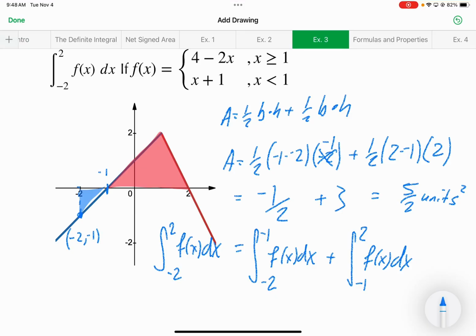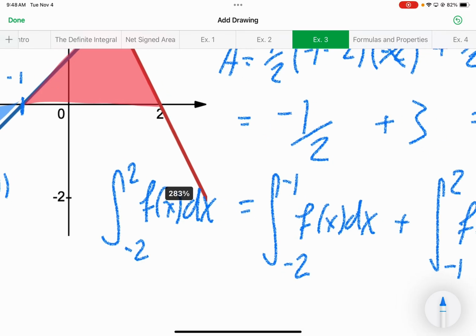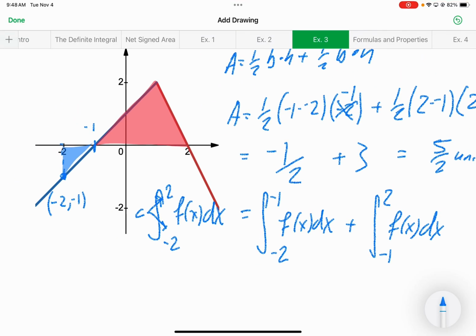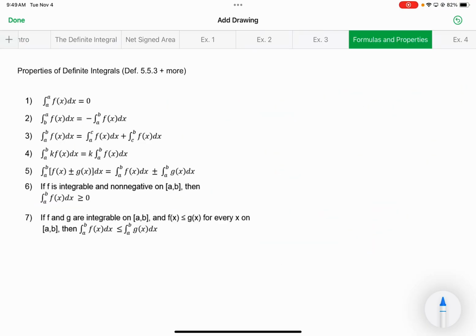That is a property of our integrals that we're going to learn on the next page, which says if you have a c value in between these limits, you can break your integral up into 2 separate integrals by changing those limits. We'll find that this also applies if your value is not between those values, and that's how you would end up with a negative base instead.